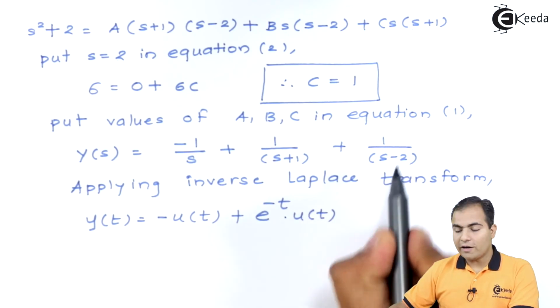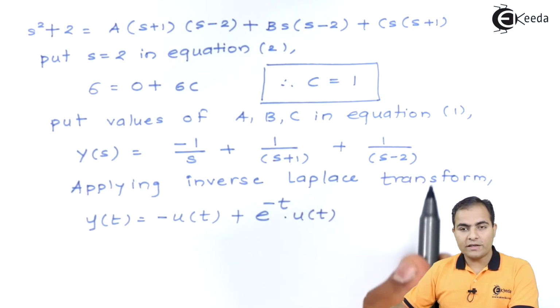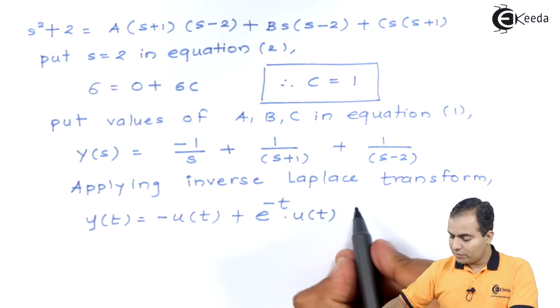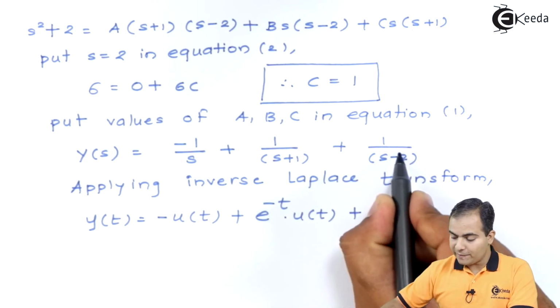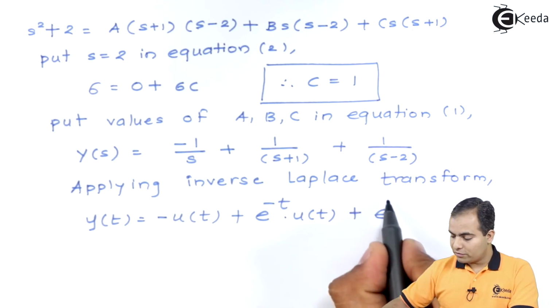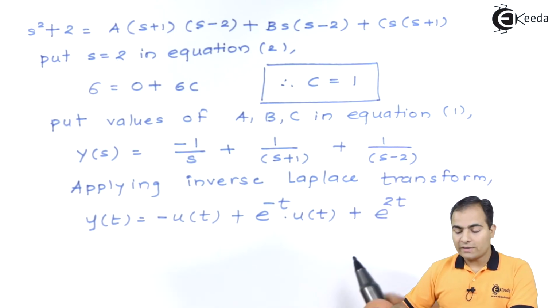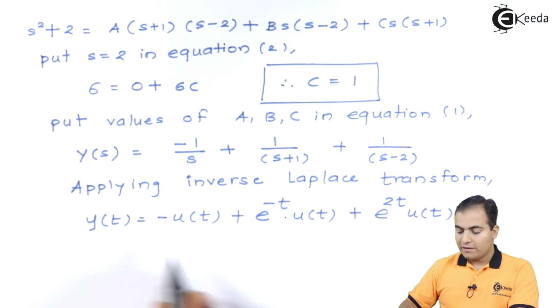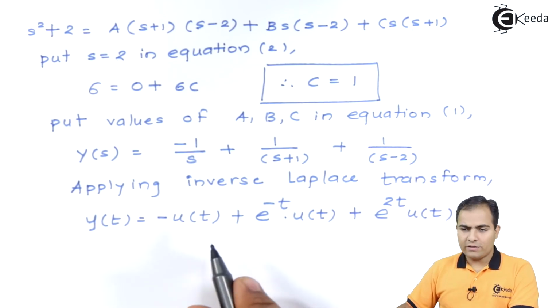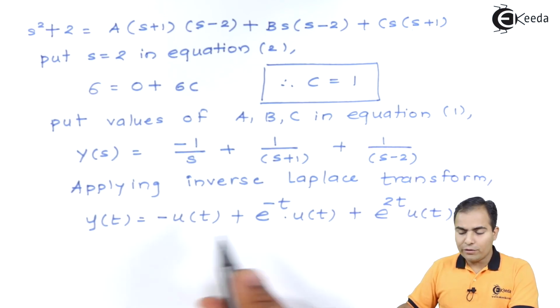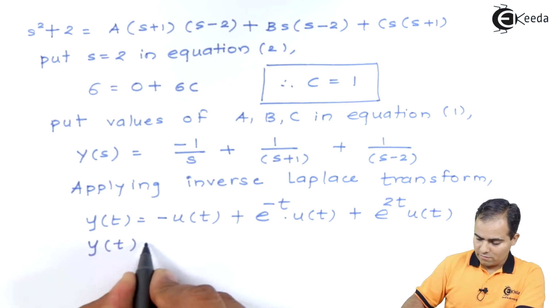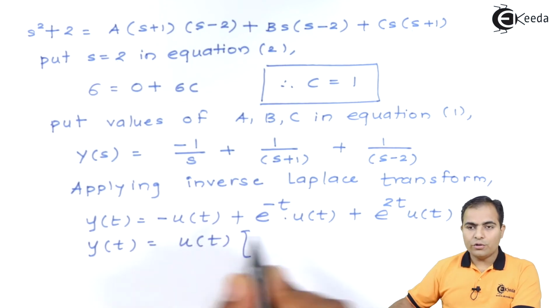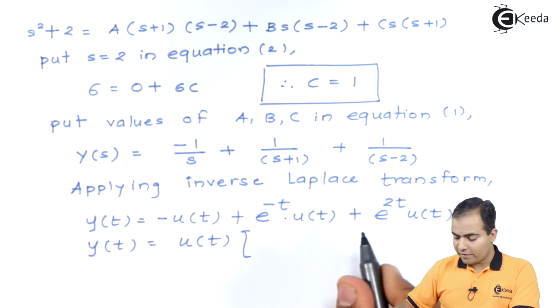Now again here we have minus 2 because s is shifted by minus 2. So what will you do? We will use the frequency shifting property and multiply the opposite sign value with t, so it is 2t, and 1 by s is unit step. You can stop here also because this is the result, but if you want, then you can take u of t common, which is in each and every term. So u of t is there in each and every term, so I have taken it common.